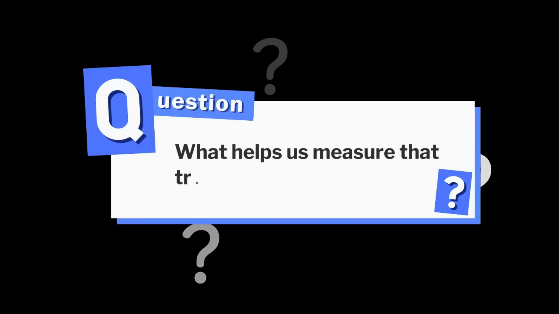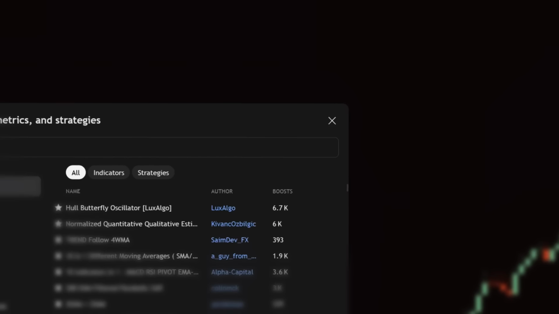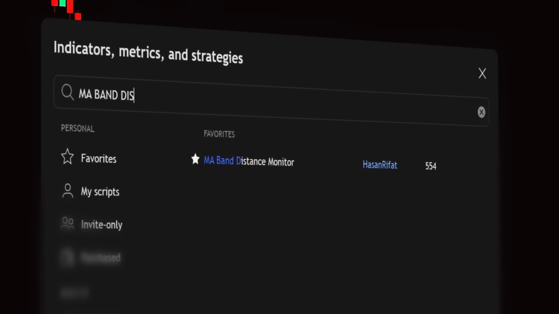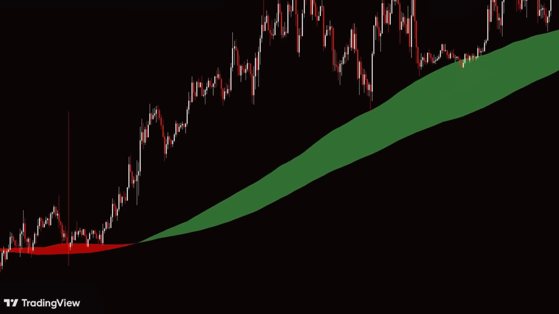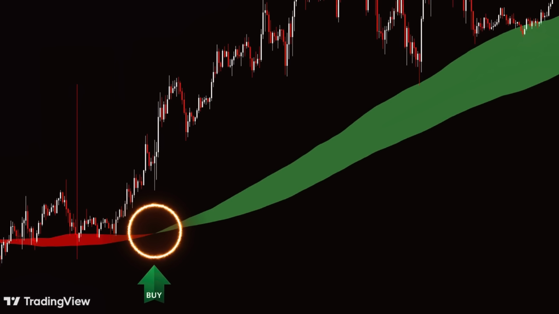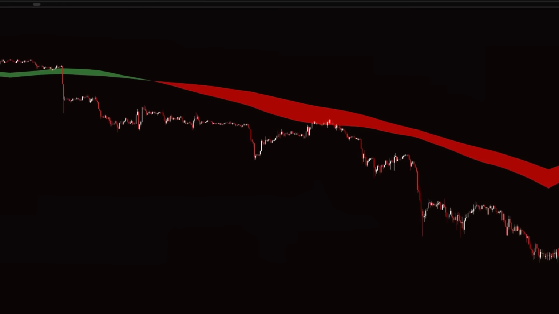So what helps us measure that trend? This is the MA band distance monitor. And here's where a lot of traders blow up. They don't read market structure. They just react to colors. Ribbon turns green, they buy. Ribbon turns red, they sell.